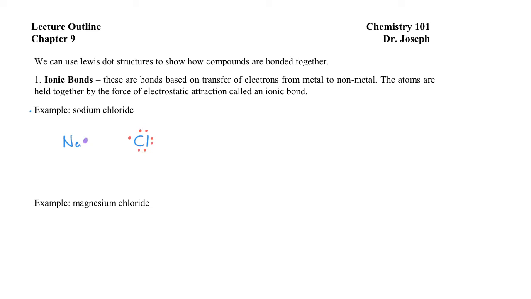So if this is what you drew, great job. We have sodium here, which is in group 1. And because sodium is in group 1, it has one valence electron, which you can see is the purple dot there.